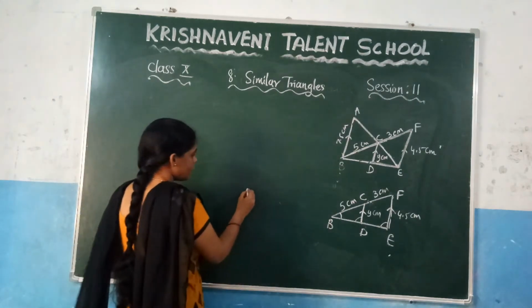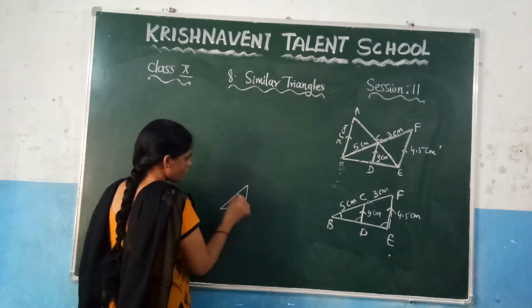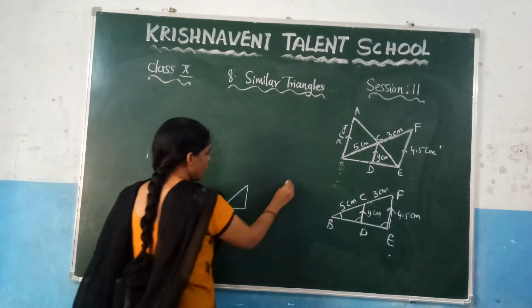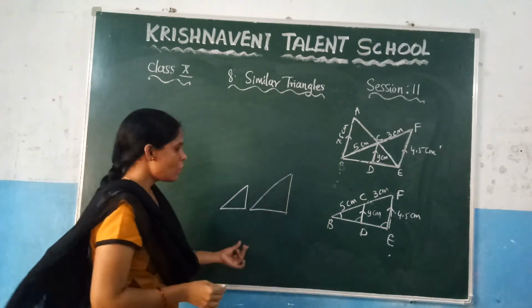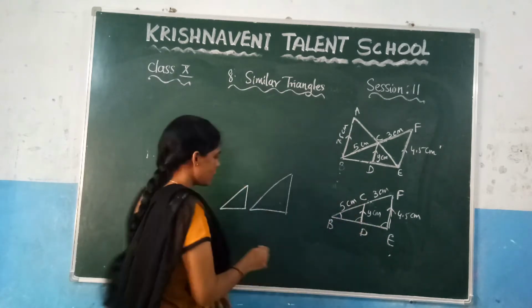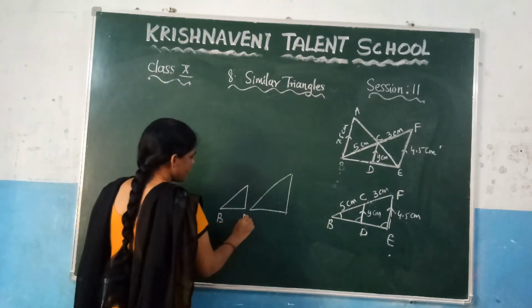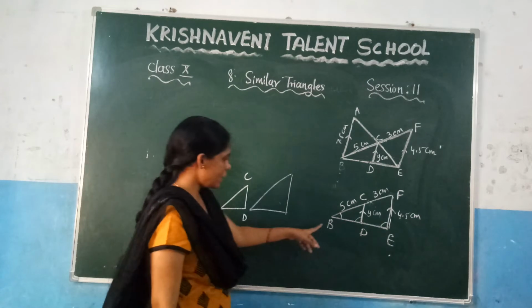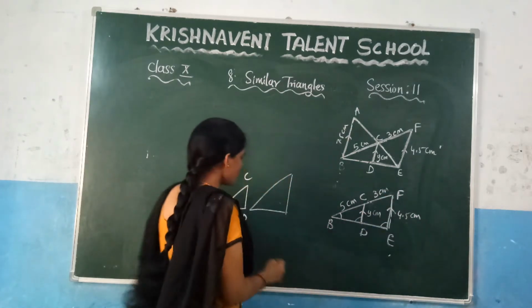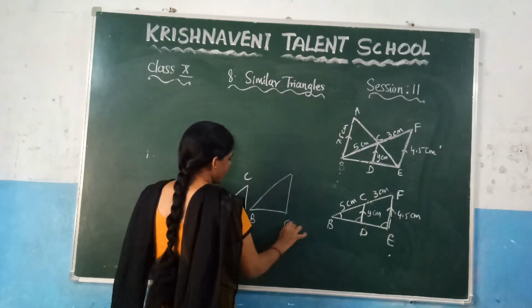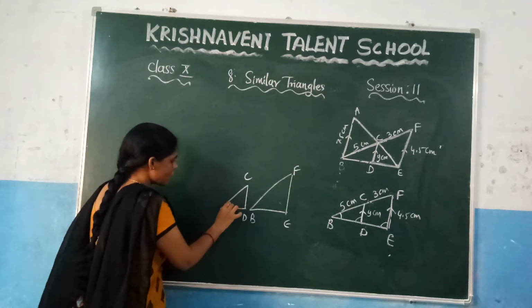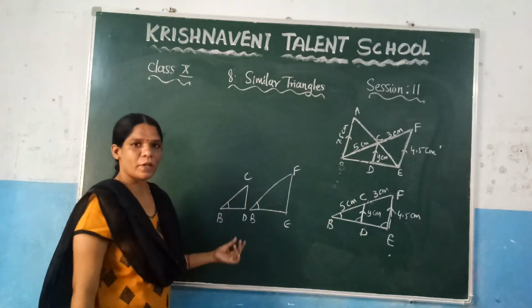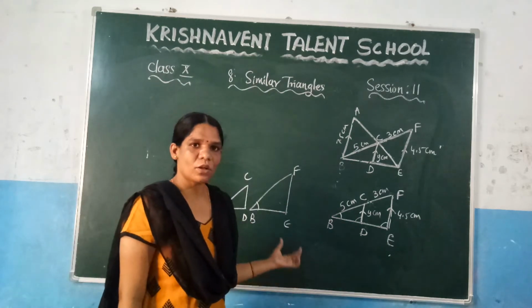You can check it here. This is the smaller triangle and this is the bigger triangle. I am again drawing separately here. What is the smaller triangle? BDC. So this is BDC, and what is the bigger triangle? BEF. So write it here, BEF. So here you can observe that angle B is equal to angle B. Why? Because these are the common angle.